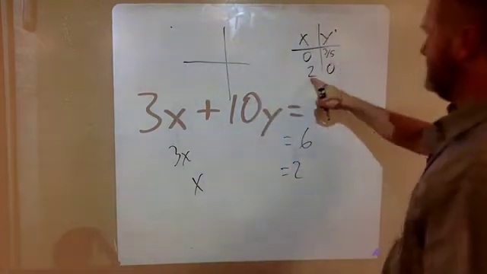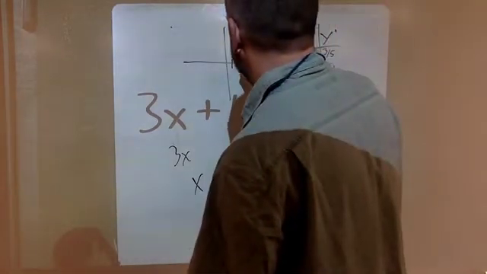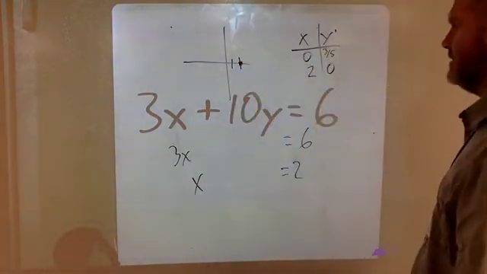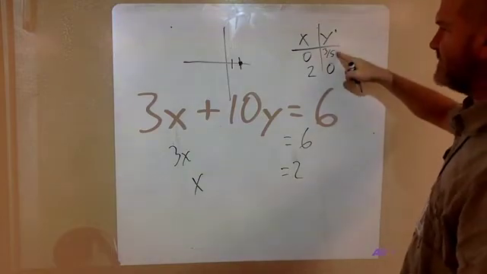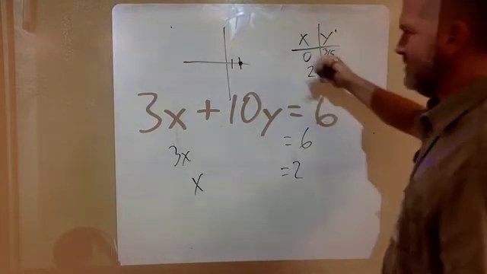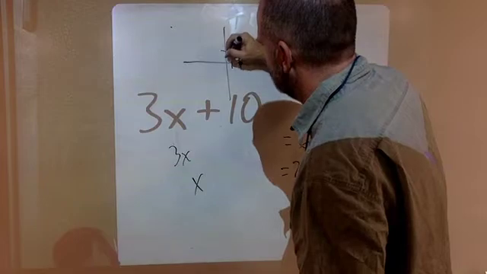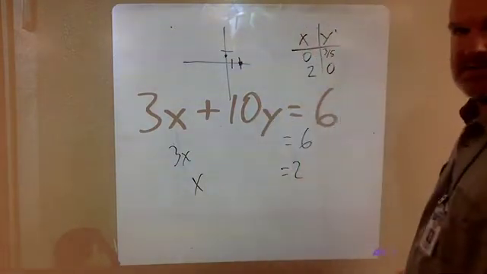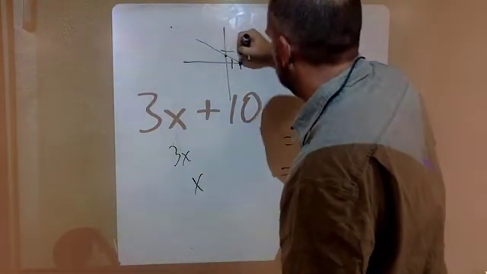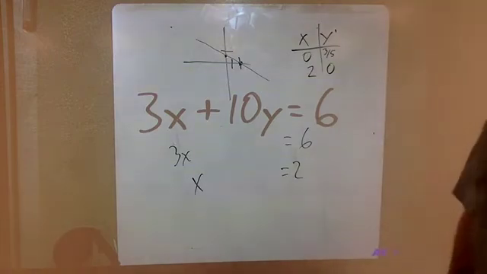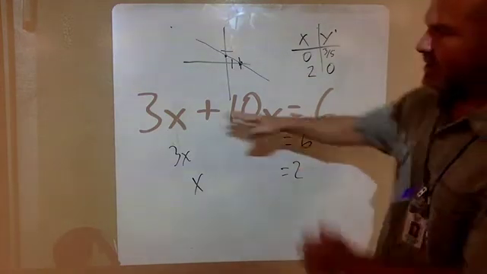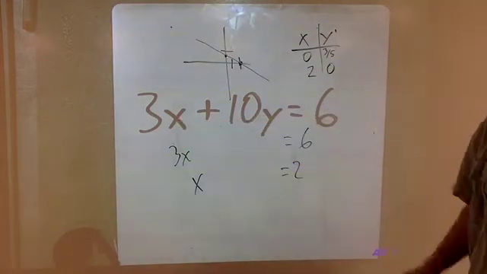Well, 1 point is easy. 2, 0. 1, 2. That's right there. That's our x-intercept. 3/5, that's like almost a half. It's in between 0 and 1, so right about there is close enough. There's your 2 points. There's your line. That's an easier way to graph this than to put it in slope-intercept form first.